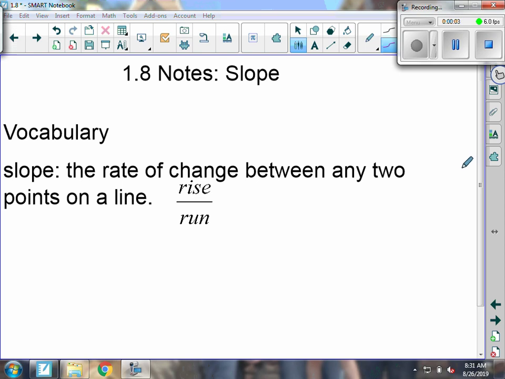Today we're going to talk about slope, and it's similar to what we talked about on Friday. If you remember, on Friday we talked about constant rate of change. So the definition of slope is the rate of change between any 2 points on a line. You'll also hear it called rise over run, or your change in y over your change in x. So go ahead and copy this down in your notes.